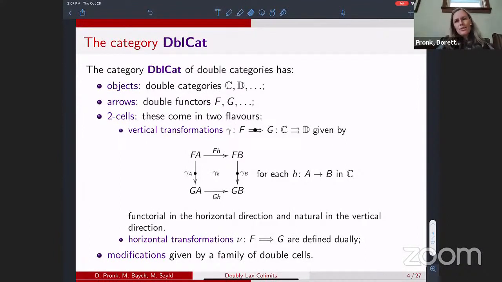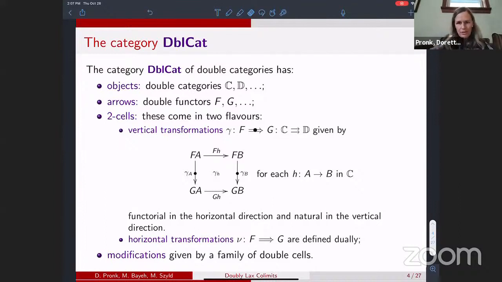In that case, you assign a horizontal arrow to every object and a cell to every vertical arrow. And this needs to be functorial in the vertical direction in that case and natural in the horizontal direction. Now, modifications can be then given as a next level of cells. We could call them the three cells. And modifications are given by a family of double cells.